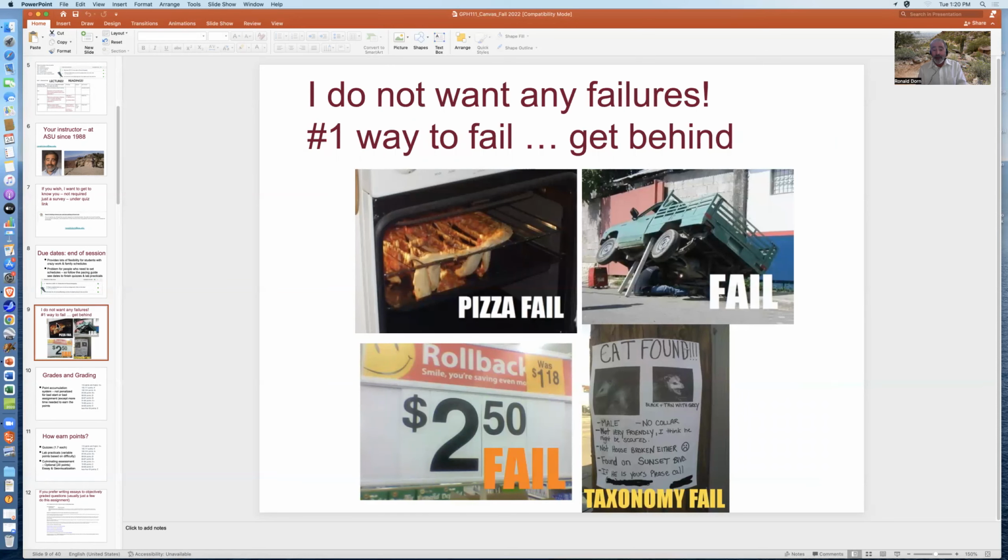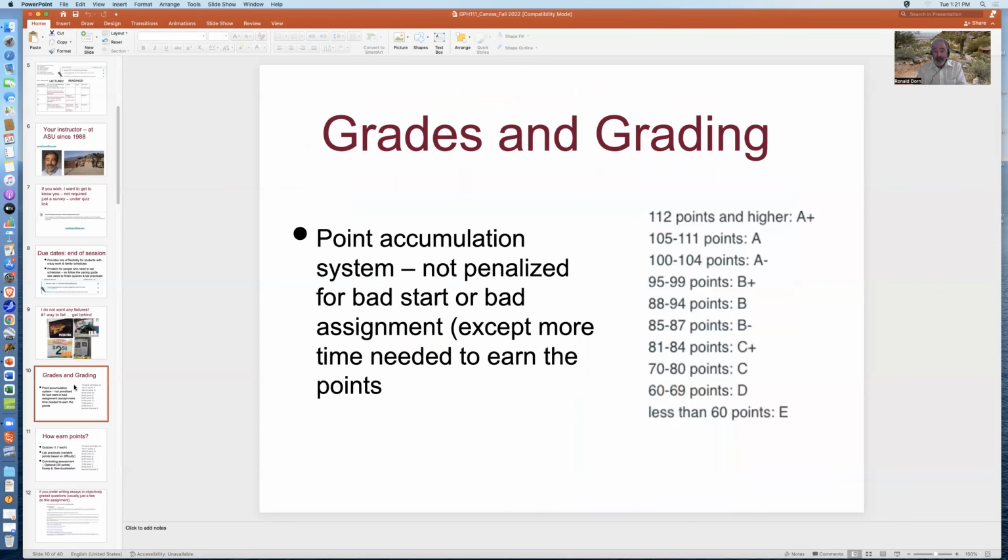My number one priority is I don't want anybody to fail the class. I want everybody to get an A+. To do this, you just need to stay on top of things. The number one way to fail the class is people get behind and they don't turn in what they need to turn in by the end of the session.